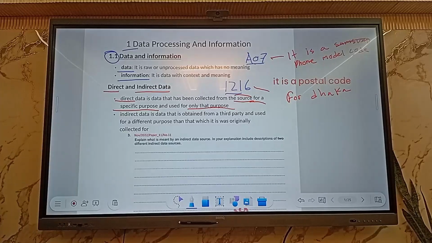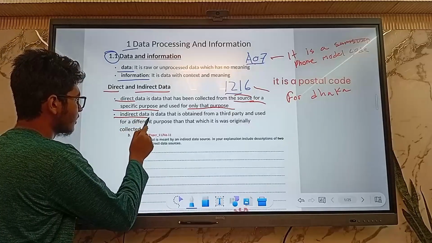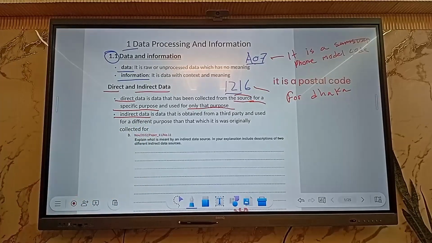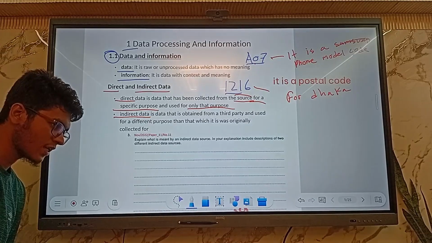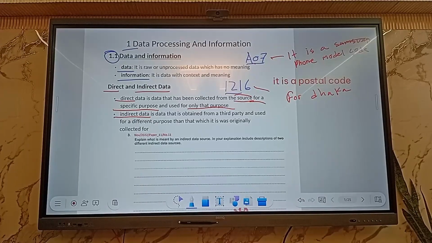Now, next one. What is indirect data? Indirect data is data that is obtained from a third party and used for a different purpose than which it was originally collected for.